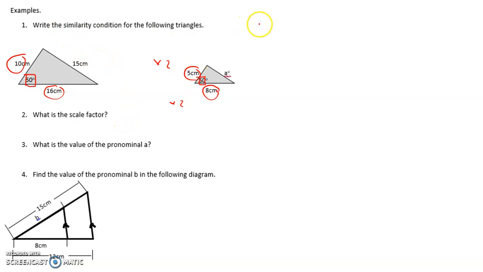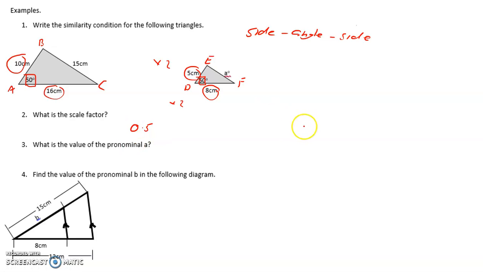So what is the similarity condition? Just excuse the cat in the background if you can hear it. It is side, angle, side. What is the scale factor? If this was triangle A, B, C, and this was D, E, F, then this one here has got a scale factor of 0.5.